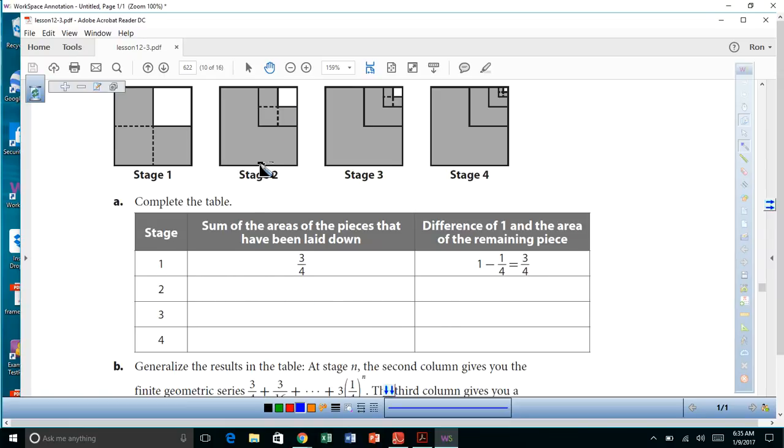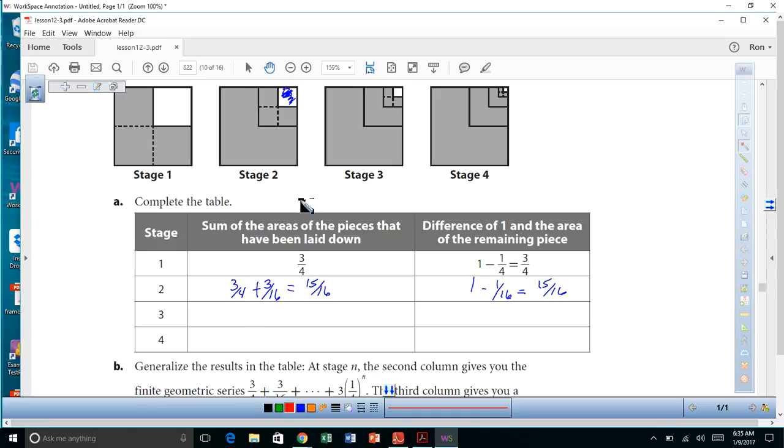Stage 2, you have 3 quarters plus 3/16. And that's going to give you 15/16. 1 minus 1/16 equals 15/16. So that's what this is. This is 1/16. And think about it. 1, 2, 3 fourths, and then 1, 2, 3, 4. So that would be a 16th.